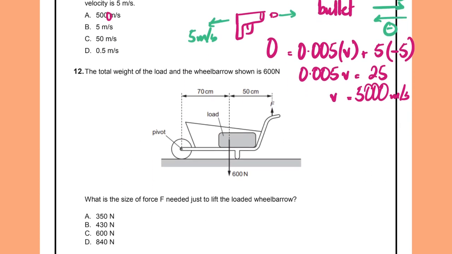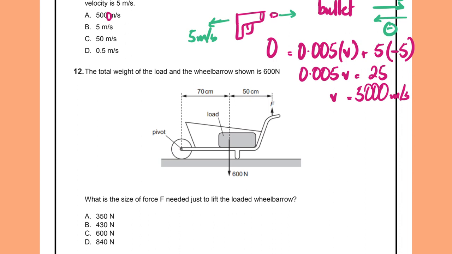Alright, question number 12. The total weight of the load and the wheelbarrow shown is 600 newtons. What is the size of force F needed to just lift the loaded wheelbarrow? So here the idea is that for it to just lift it, the anti-clockwise moment produced by F and the clockwise moment produced by the weight, they should be equal, right? So here is the pivot here. So you just need to make sure you take the distances between the force and the pivot.